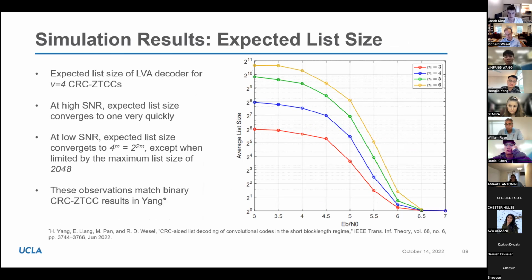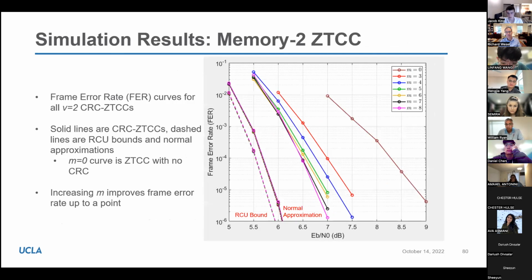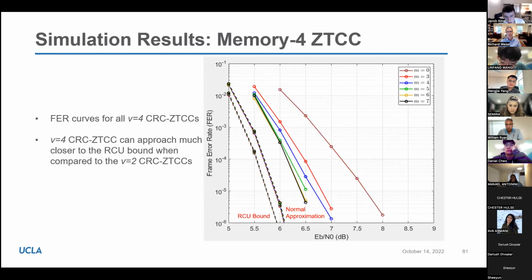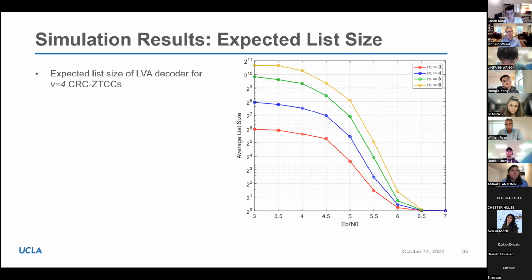Oh, I see. We can just look at this one here. Yeah. That one. So 10 to the minus 4 is around what, 6.2, 6.15 dB. So that's in between 1 and 2. Your expected list size does get higher with longer CRCs because it clears out more codewords. But even for our highest one, it's an average list size of around 2 at 10 to the minus 4.